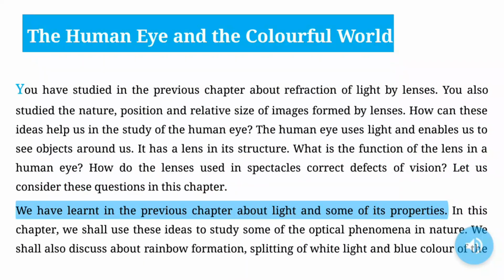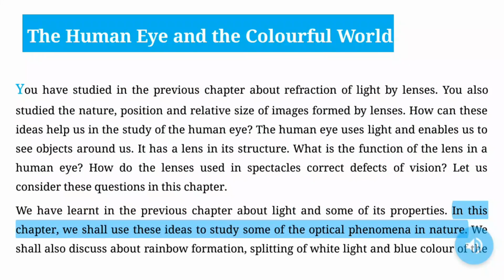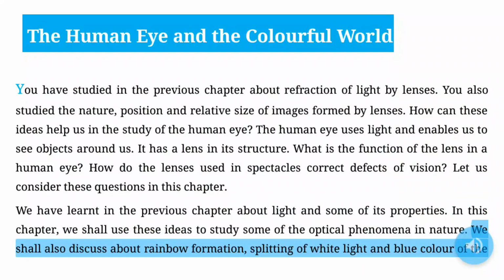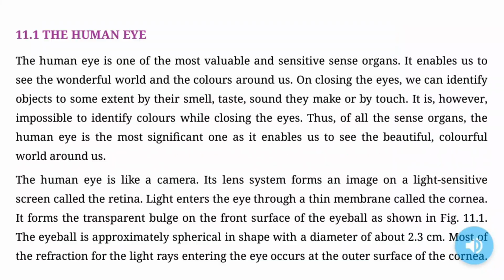We have learnt in the previous chapter about light and some of its properties. In this chapter, we shall use these ideas to study some of the optical phenomena in nature. We shall also discuss rainbow formation, splitting of white light and blue color of the sky.